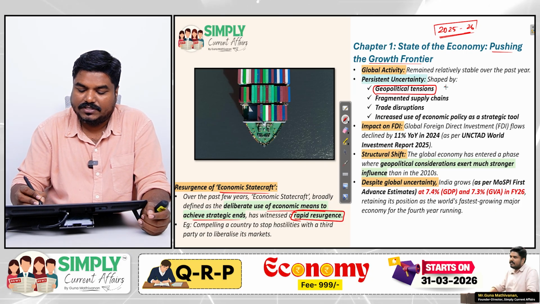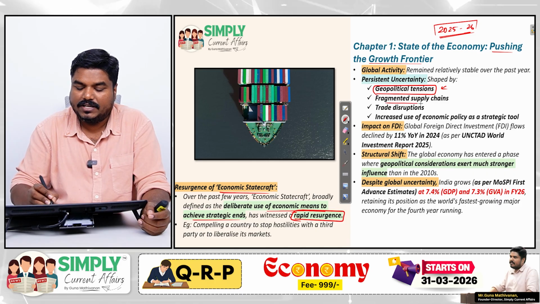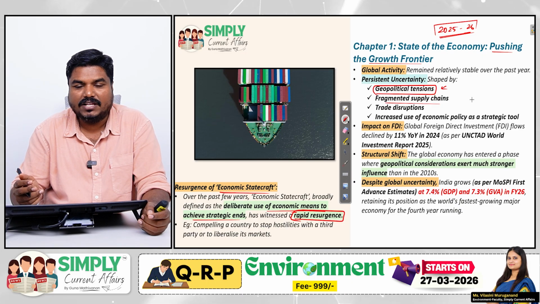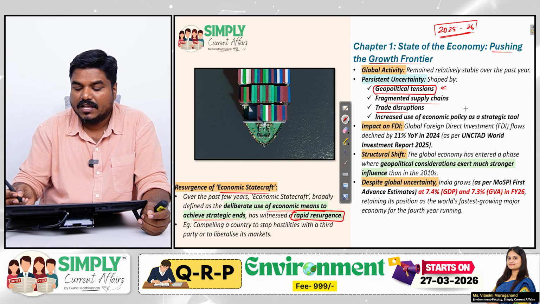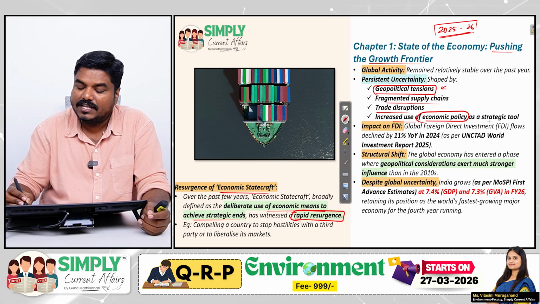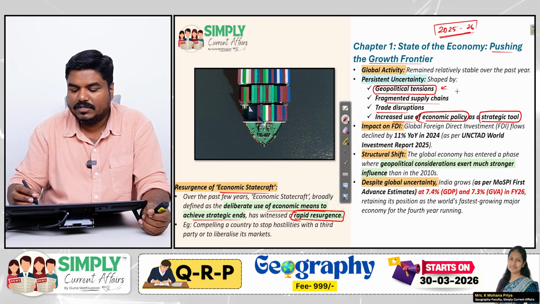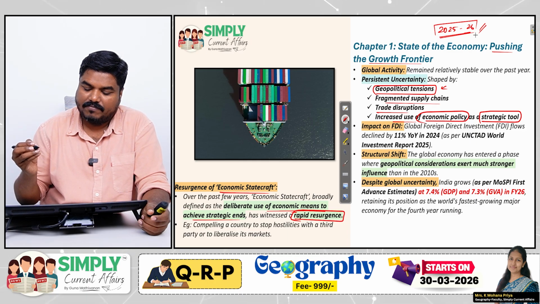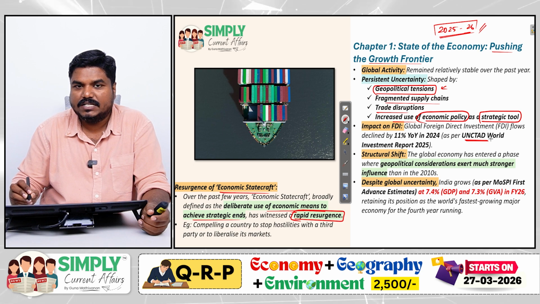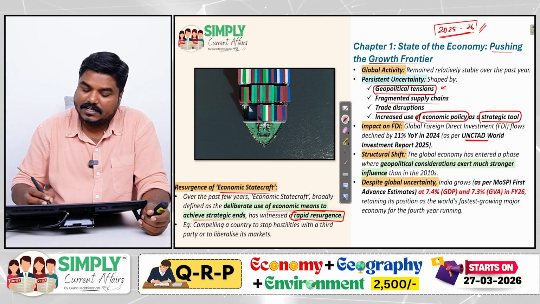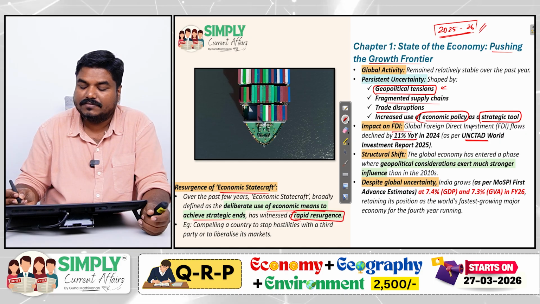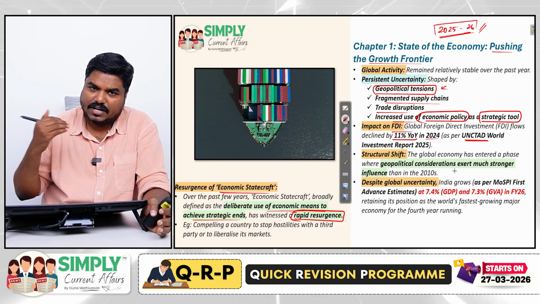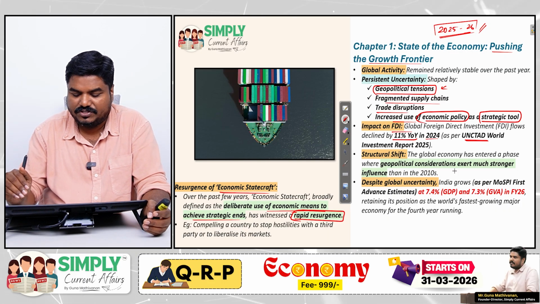Now, because of that, there were geopolitical tensions. To counter that, if you take China, they were disrupting the supply chains. They were disrupting the availability of raw materials. Trade was getting affected. So, increased use of economic policy as a strategic tool was witnessed in 25-26. What is the consequence? UNCTAD has clearly mentioned in its report that global FDI declined by almost 11% in the year 2024. So there is a structural shift happening because of these kinds of geopolitical tensions.